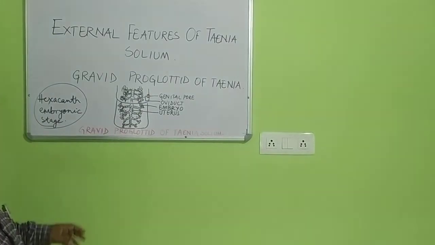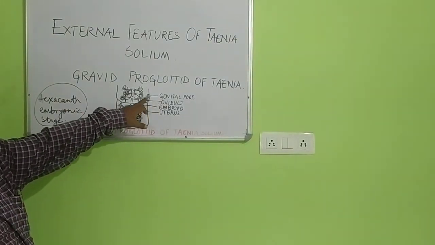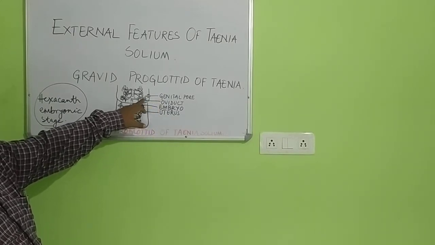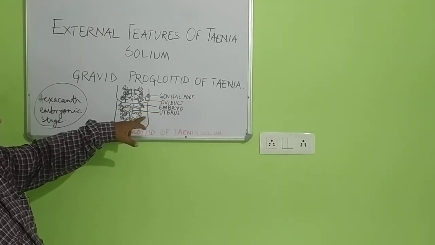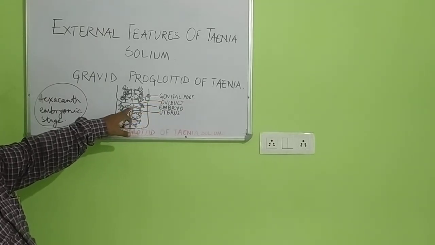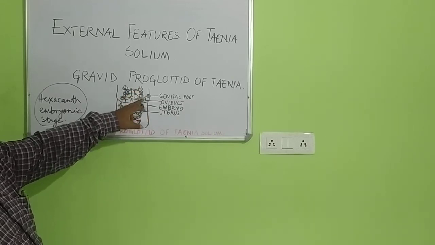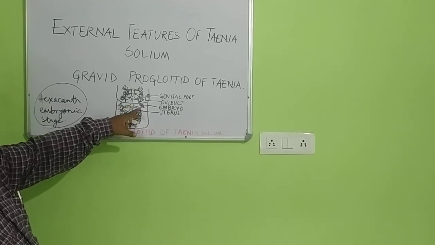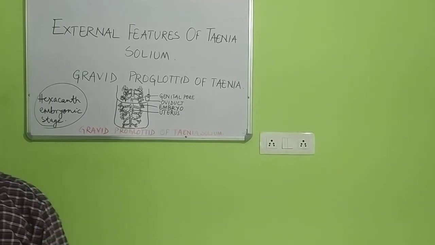You see the diagram. There you first find the genital pore, which opens to the outside. Then you find the oviduct, which allows elimination of the reproductive units to the external side. Then you find the embryo, laden within the eggs, which are formed from the uterus, and the uterus becomes branching. This view you find in the gravid proglottids.